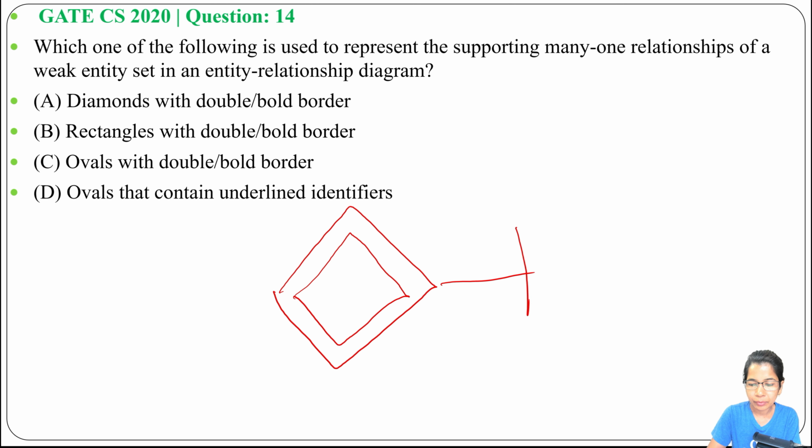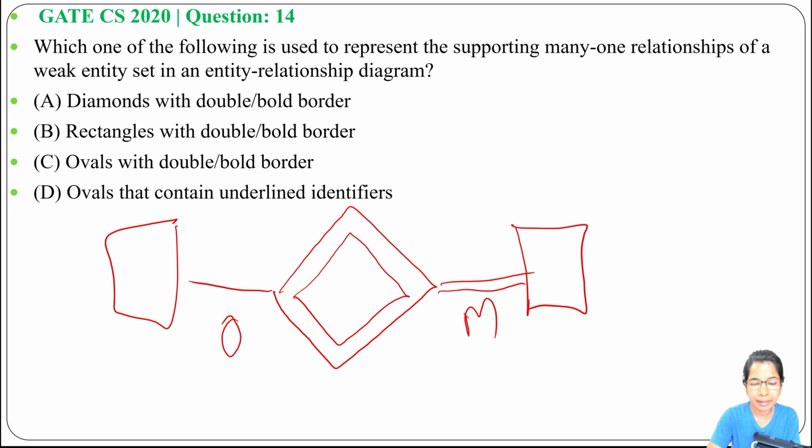Suppose this is a weak entity set and this is a strong entity set. Now this side is total participation, or we can say many-to-one relationship, and here all the attributes are dashed line as these are the discriminator, right? So for identifying relationship of a weak entity set, we use diamond with double border. Option A is true. Next, option B, rectangle with double or bold border, like this.